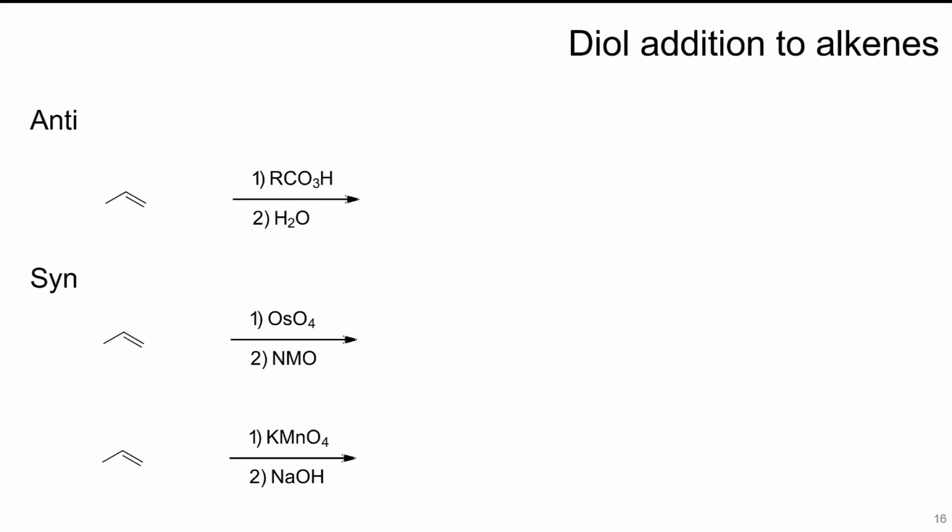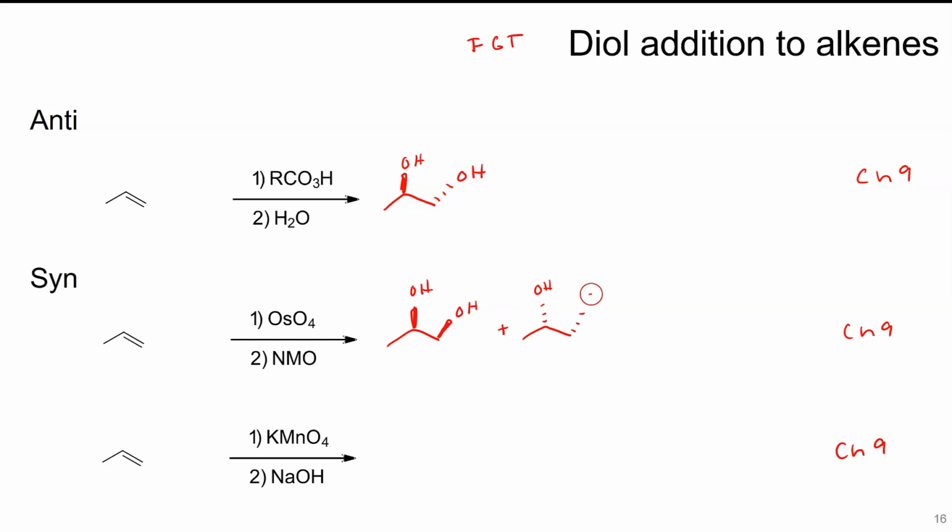For a diol addition to alkenes, these are all FGT as well. If you want an anti-addition, you start with a peroxide, which will form an epoxide, and we will get your trans diol. These are all Chapter 9. You can use osmium tetroxide to give you a syn alcohol. So you would get this plus the enantiomer. And the same thing would happen with KMnO4.